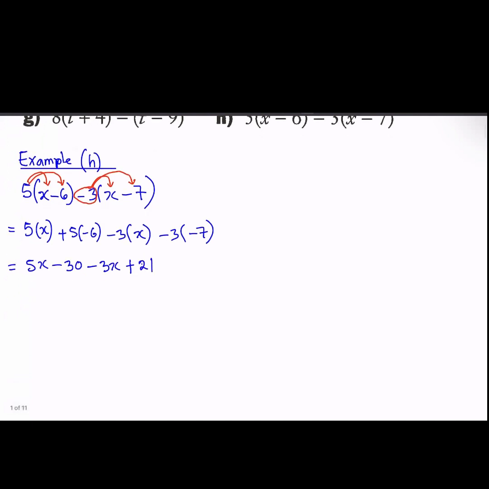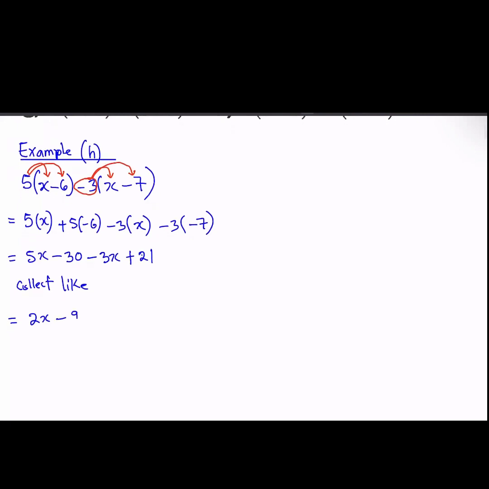And now we collect like terms. When you collect like terms, you get 5x minus 3x, which gives you 2x. And then minus 30 plus 21 will give you minus 9. So therefore, you can now conclude that 5 times x minus 6 minus 3 times x minus 7 will be simplified into 2x minus 9. And that will be your final answer for this problem.